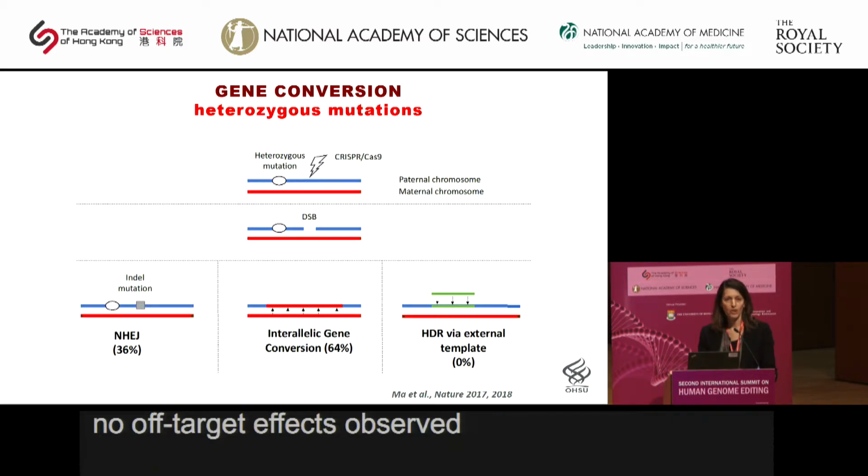So we hypothesized that the embryo must have been using the wild-type allele that came from the egg, in this case, to repair itself. This phenomenon called gene conversion, it's been described in other species and certainly other cell types, somatic cells, but had not been described in the embryo before.